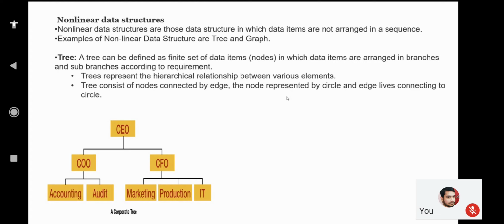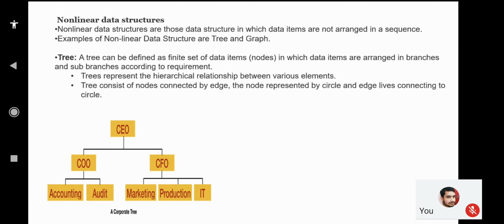Okay, it's fine. But they basically want to hear the exact difference. The main difference between linear data structure and nonlinear data structure is that for linear data structure, for a particular data, there must be a unique predecessor.